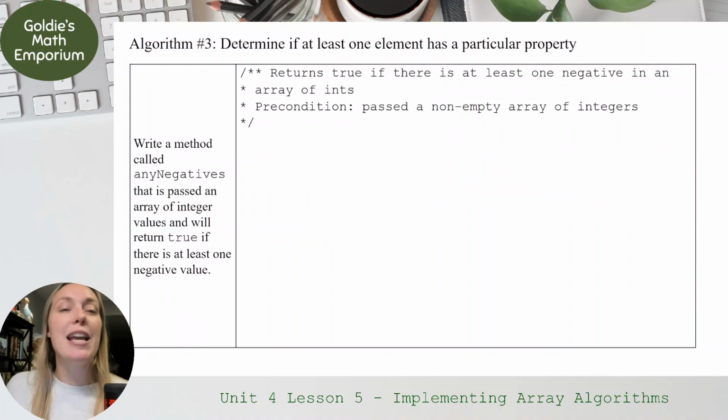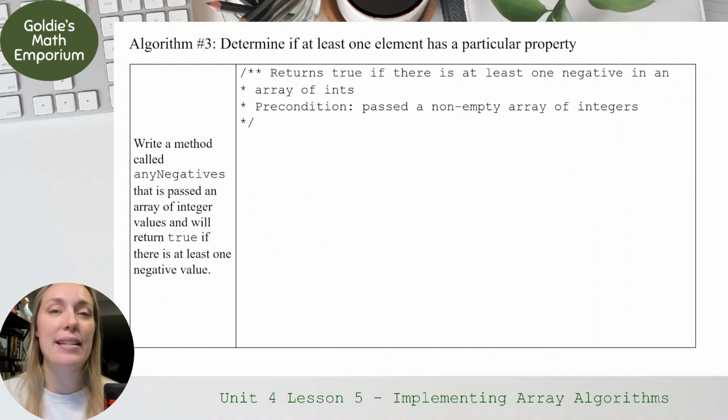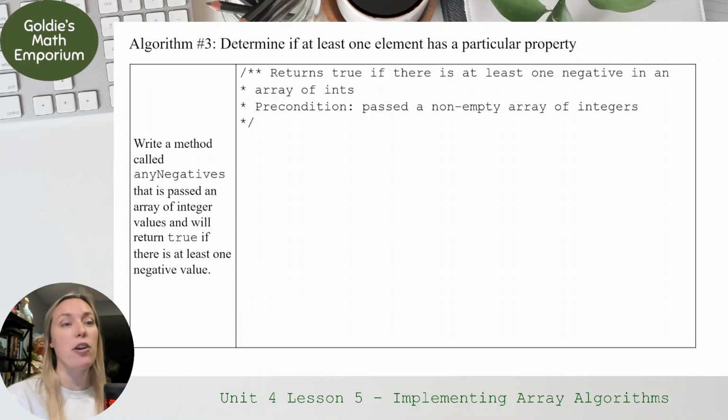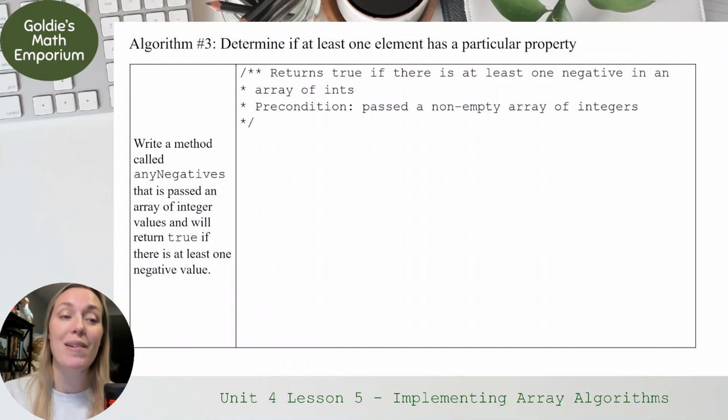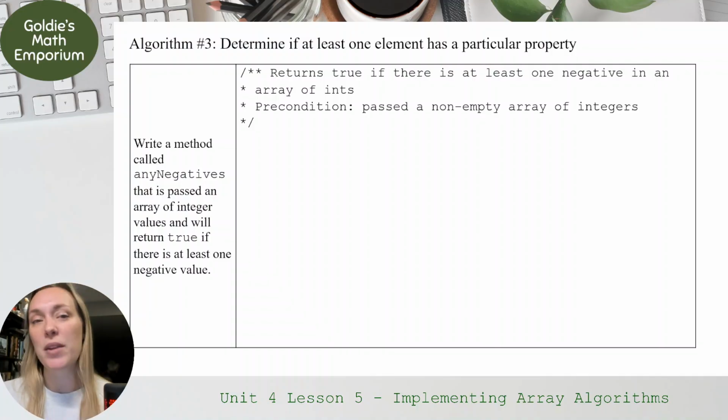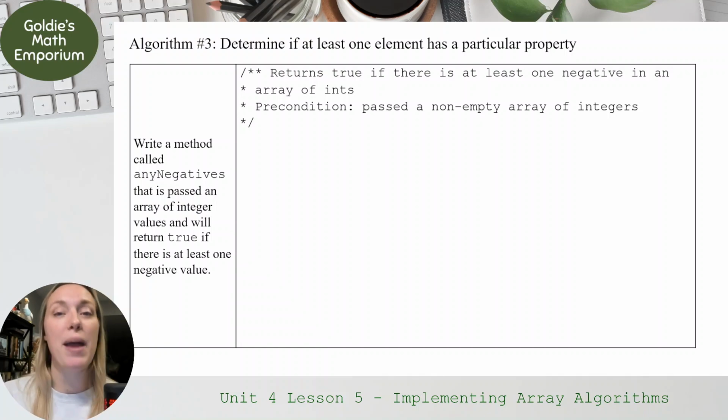Algorithm 3, determine if at least one element has a particular property. So an example of this type of algorithm, write a method called anyNegatives that is passed an array of integer values and will return true if there is at least one negative value. Okay, so this is going to return true if there is at least one negative in an array of integers. So again, passed a non-empty array of integers.